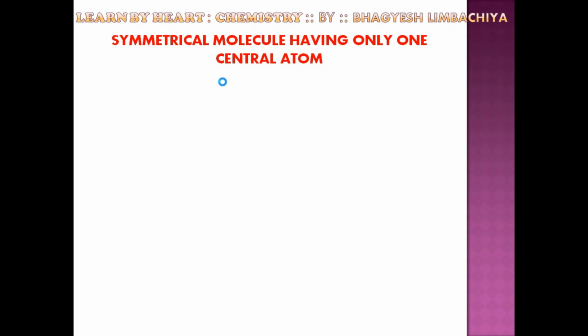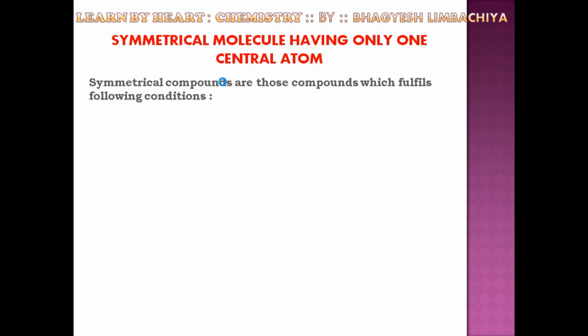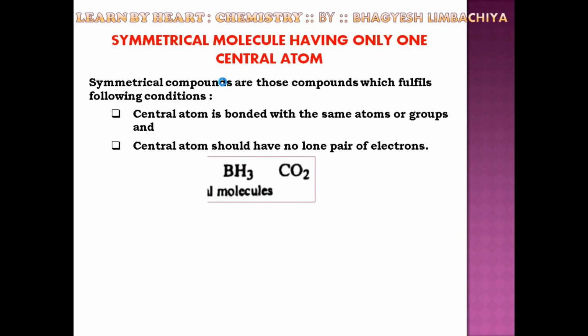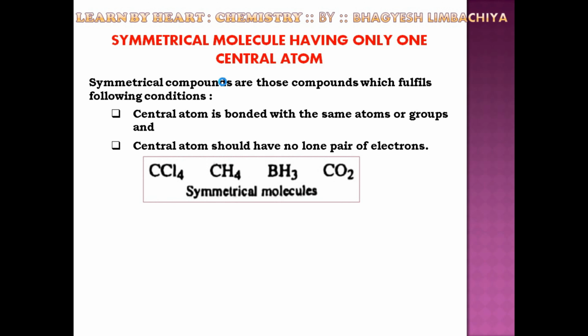Symmetrical molecule having only one central atom. Symmetrical compounds are those compounds which fulfill the following conditions. Number 1. The central atom is bonded with the same atoms or groups, and the central atom should have no lone pair of electrons, like CCl4, CH4, BH3, CO2. Here, in all the compounds, the central atom is attached with the same types of atoms or groups.